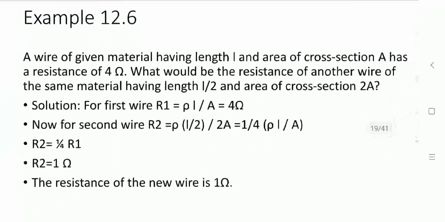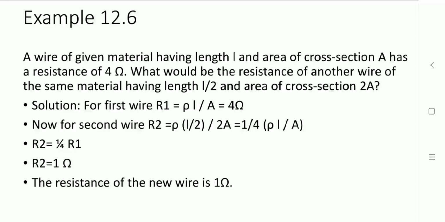Now, go for the next example. A wire of given material having length L and area of cross section A has a resistance of 4 ohm. What would be the resistance of another wire of the same material having length L by 2 and area of cross section 2A? First case is given in which the material has length L, area A, right? And its resistance value is 4 ohm.